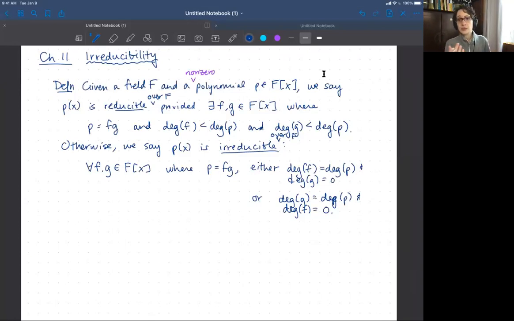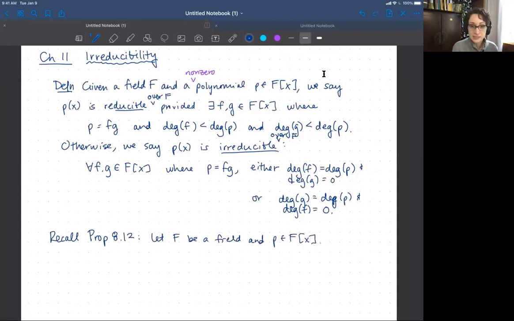I also want to remind you of a proposition that we've got that tells us about reducibility for polynomials of small degree, which is nice if we have polynomials of degree 1, 2, or 3. And the last thing we'll do is look at an irreducibility criterion for polynomials of larger degree. So let's recall proposition 8.12, which says that if we let F be a field and we take a polynomial in the polynomial ring F bracket X, then some things happen.